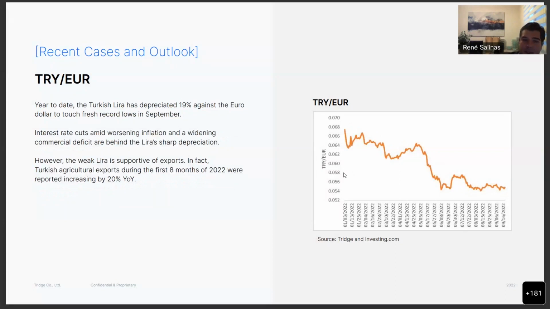Let's look now at the Turkish lira, which has also been one of the worst hit currencies. We're now looking at its purchasing power against the euro. Okay, so it has depreciated 90% against the euro, touching record lows in September. This country is actually cutting interest rates instead of following the trend, which is to raise interest rates to combat inflation. So these interest rate cuts amid worsening inflation and a widening commercial deficit are behind the lira's sharp depreciation. Nonetheless, as we saw in the examples before, this weak lira is very supportive of exports. In fact, Turkish agricultural exports during the first 8 months of 2022 were reported increasing by 20% year over year.